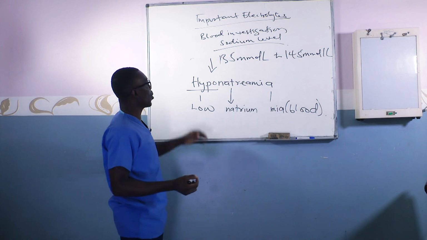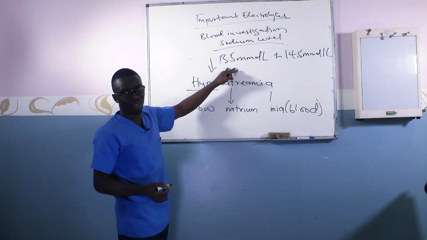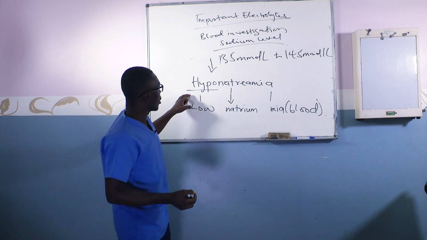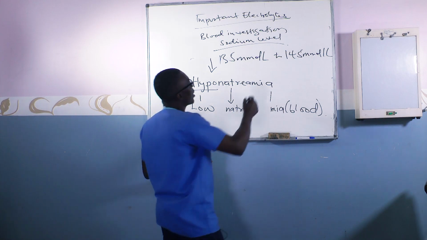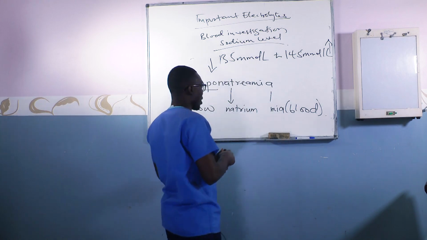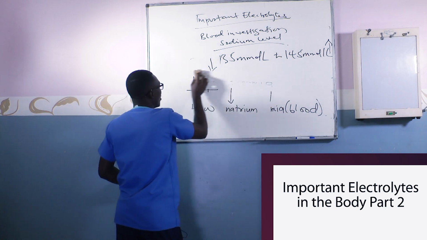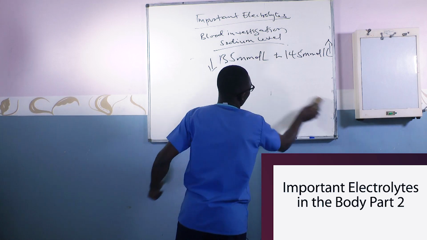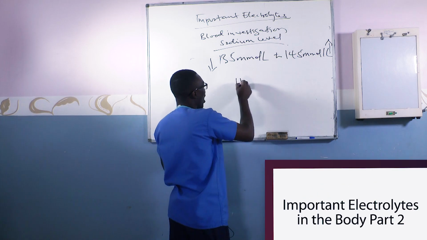So when you go and check your serum sodium level and it is below 135, then it means that your sodium level has decreased. Then you develop signs of hyponatremia. In the same way, if you go and check your sodium level and it's higher than 145, let's say you get 150, 160, if it is higher than normal, then you develop hypernatremia.